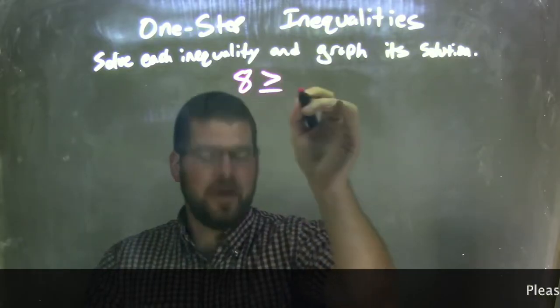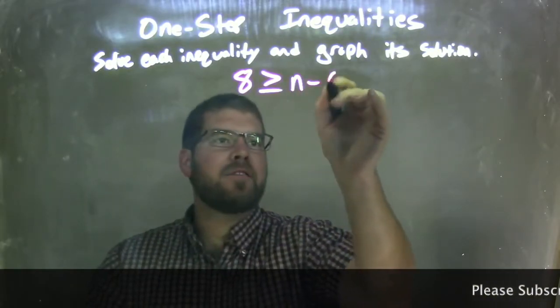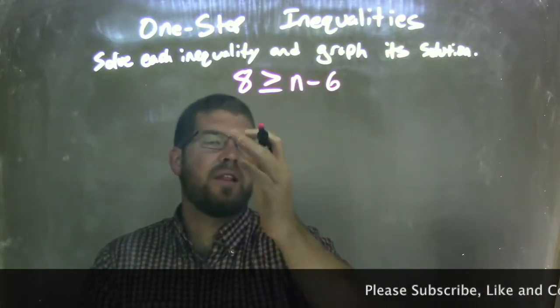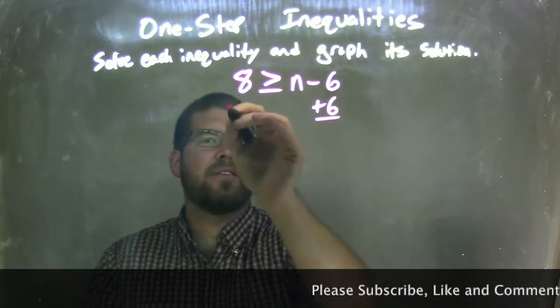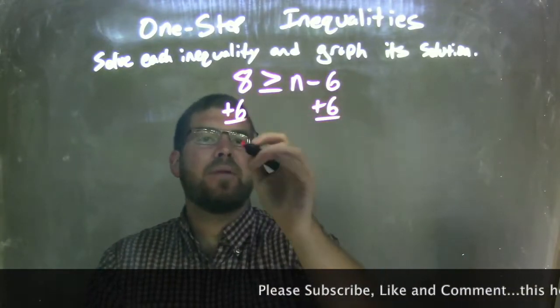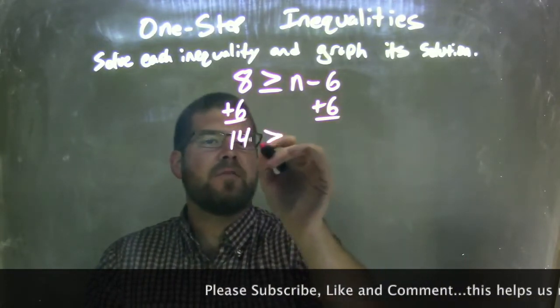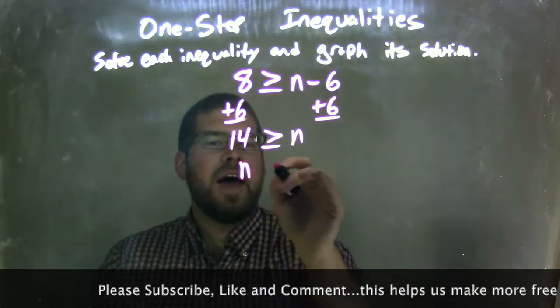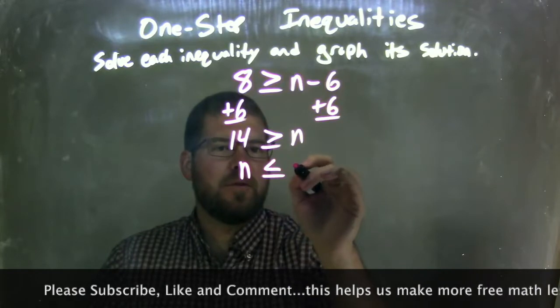8 is greater than or equal to n minus 6. Okay. My first step is to get the 6 over to the left. So I'm going to add a 6 to both sides. Let's isolate that n. 8 plus 6 is 14. So 14 is greater than or equal to n. Let's rewrite this, have n come first. N is less than or equal to 14.